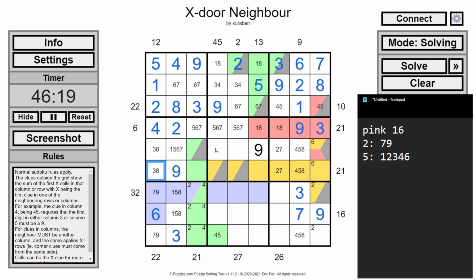This would be an 8. This would be a 7. One of these would be a 7. I guess this would have to be the 7 to make 24.